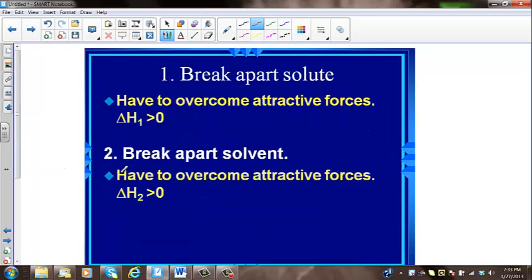So in order to break apart the solute, we have to overcome the attractive forces holding the solute together. So that delta H has to be greater than 0. And the same thing goes for the solvent. We have to overcome the attractive forces between the solvent particles, so that delta H has to be greater than 0.